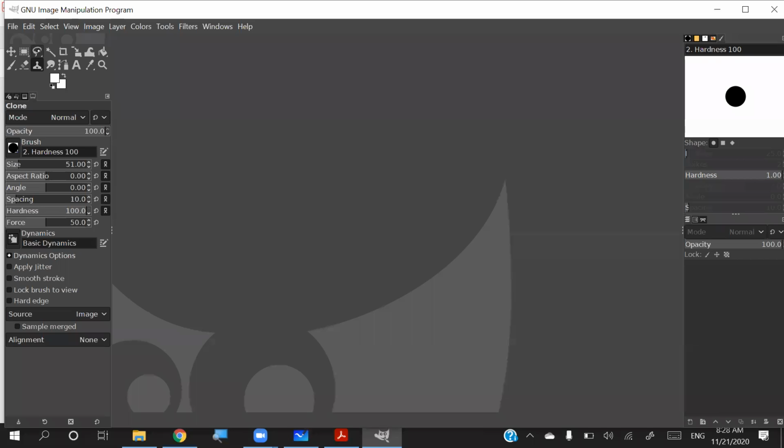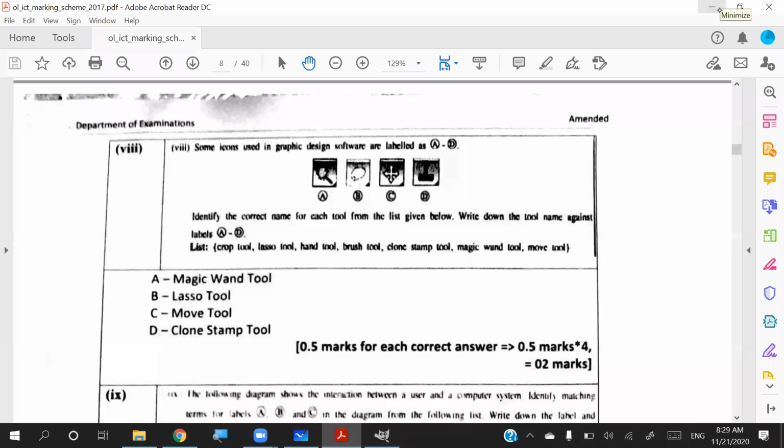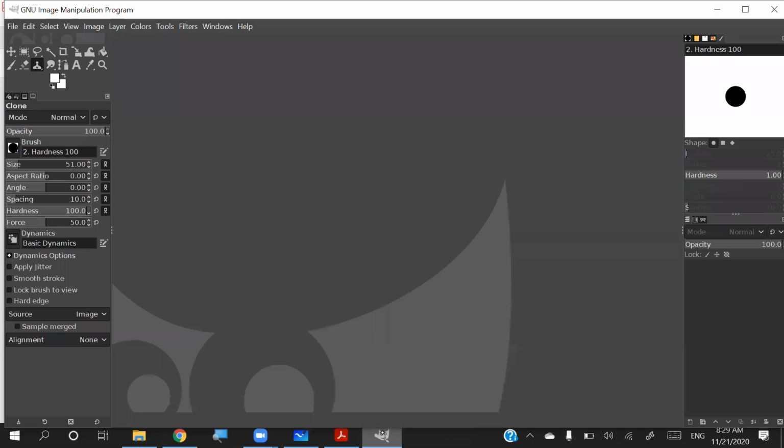And the next one is the lasso tool. In our syllabus, we call it the free select tool in the GIMP, right? So it's free select or else lasso. In GIMP, they don't call it lasso. Lasso is a word taken from Photoshop, right? So again, you can have the marks for that if it is wrong, and write the correct word regarding the GIMP, free select tool. A is the fuzzy tool, right? C is the move tool. It is always move in the GIMP as well, right?